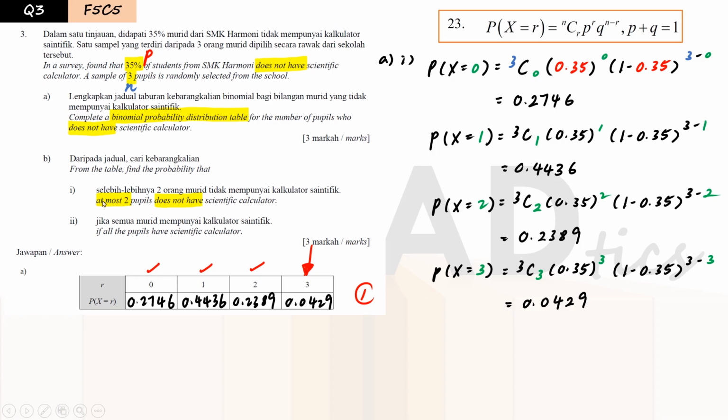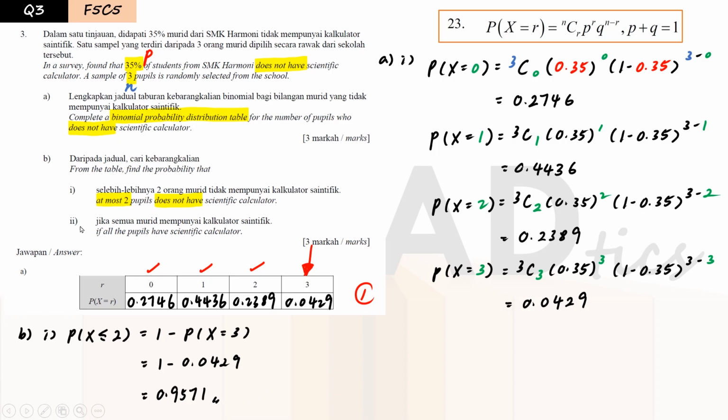Here it says at most 2 pupils, right? So we can write it as the probability where x is at most 2. Then it will be 1 minus this probability, right? So it will be 1 minus the probability when x equals 3, and then I'm going to substitute the probability here and find out the probability, which is 0.9571.